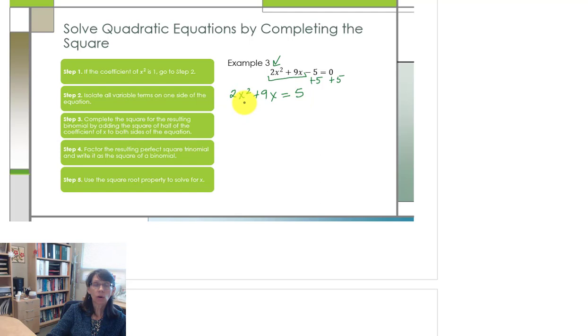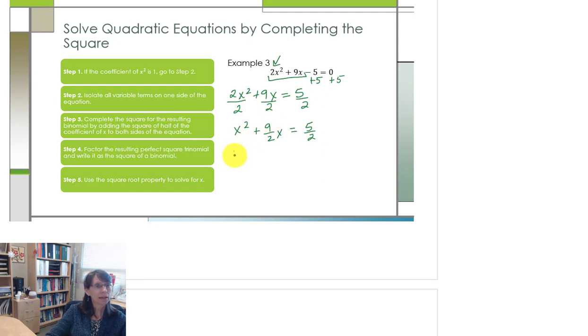And to create a lead coefficient of 1, each term will need to be divided by the coefficient of 2. That leaves us x squared plus 9 halves x equals 5 halves. Now don't worry about the fractions. We'll be able to work with these fractions. So we do have everything now in the proper form. A lead coefficient of positive 1 is needed.